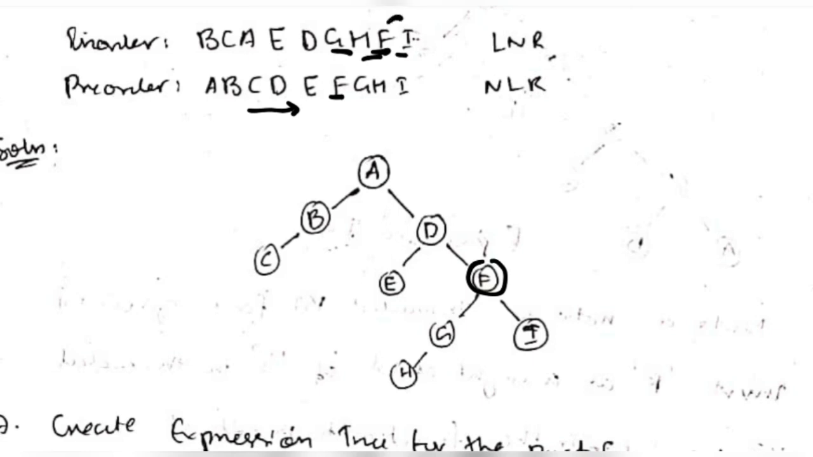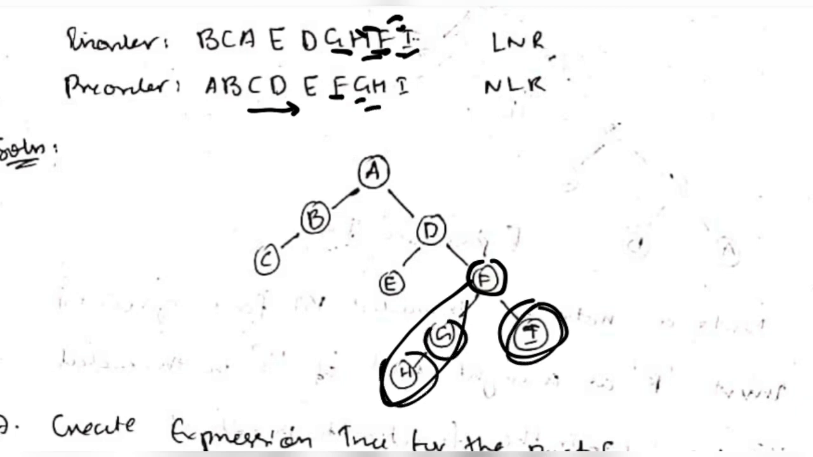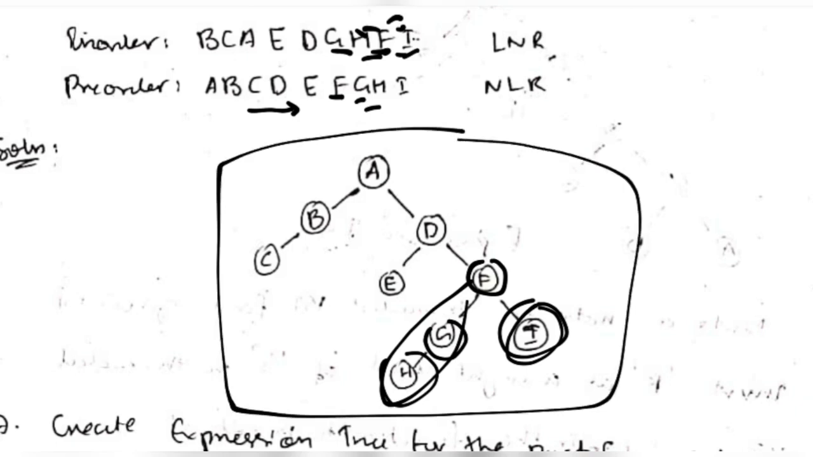F is here, so in the right part of F I is there and the left part of F H is there. So in the left part of H, G and H will be made and I will be made here. Okay, then we'll see which is coming first after F. G. G will be here, then H, and I is already present here. So this is the binary search tree.